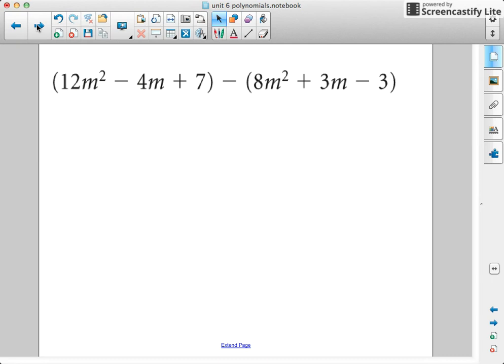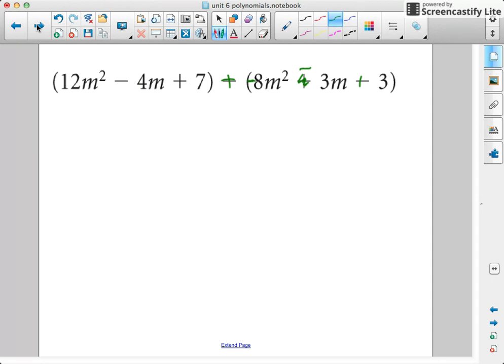We're subtracting here, so I can change this to a plus. But if I change it to a plus, I need to change every sign in here. This one was a positive, so I change that to a negative. This one's a positive, so I change it to a subtract. This one's a subtract, so I change it to a plus. And now I just use my adding rules for that.